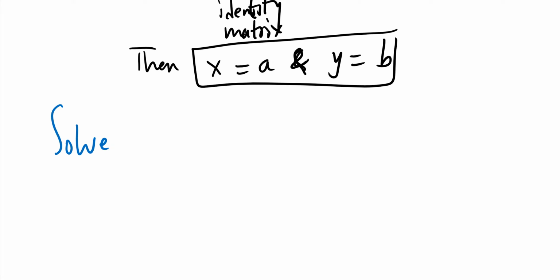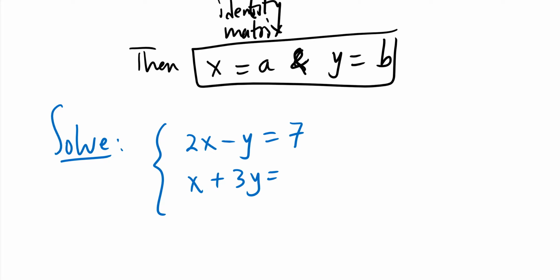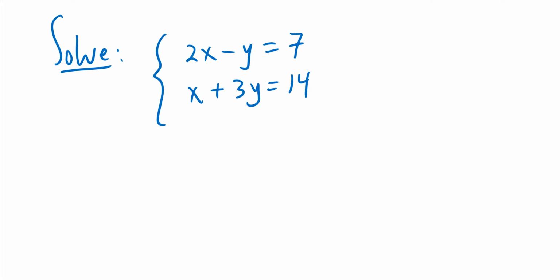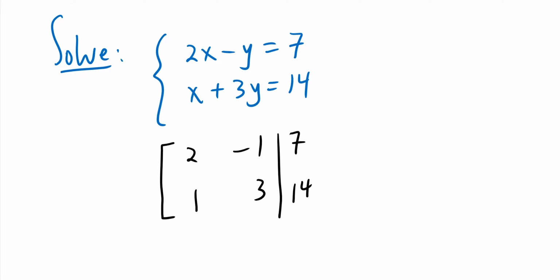Let's try to solve this system of equations: 2x minus y equals 7, x plus 3y equals 14. Yes, you can solve this with elimination, substitution, or graphing, but we're going to solve it using matrices. First, as I said, we write the augmented matrix of this: 7, 14. And watch the process of how we do this.